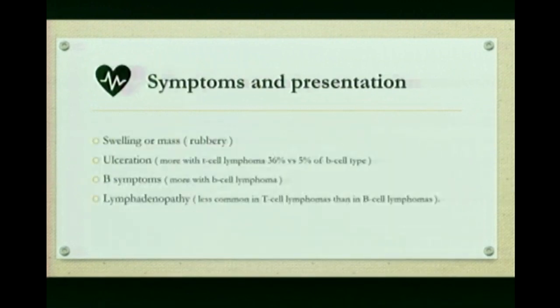Now, how does the patient present? It is very difficult to diagnose lymphoma just by examination, so you should keep in mind and take the patient as a whole: history, examination, and investigations. In examination, the patient may come with a swelling or mass. Usually it's described as a rubbery mass in the lid. Ulceration is more common with T-cell lymphoma.